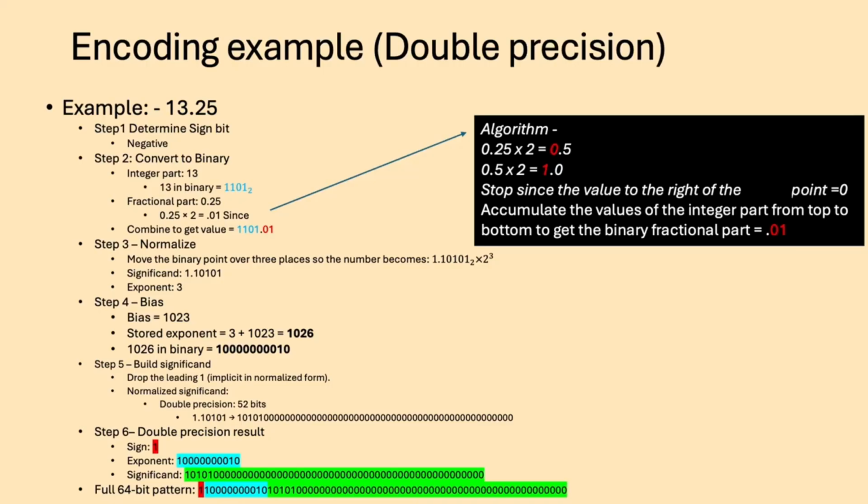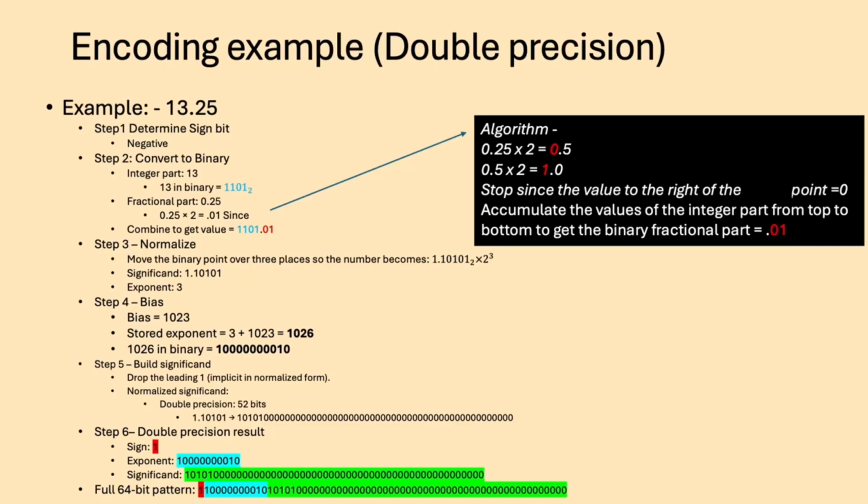Now we normalize the value as we did earlier, so we get 1.10101. Again, we shift it 3 places. Now the bias for double precision, though, is different. It's 1023 in decimal. We add in the stored binary exponent of 11, and that gives us a total of 10000000010 for the exponent.